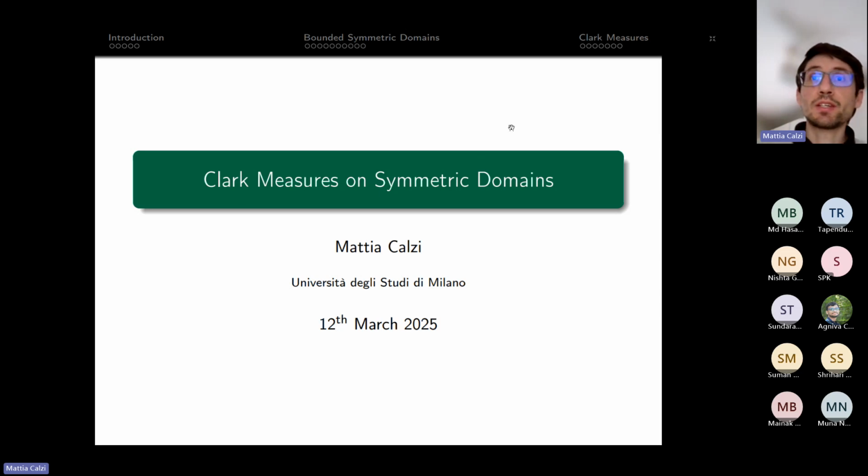And I will start with the classical situation, so Clark measures on the unit disk in C. Then I will consider some properties of symmetric domains and focus on some examples. And then I will tell you something about some possible extensions of this theory to this more general context.